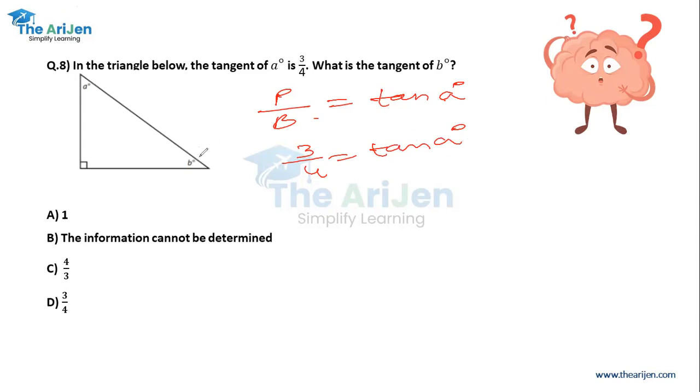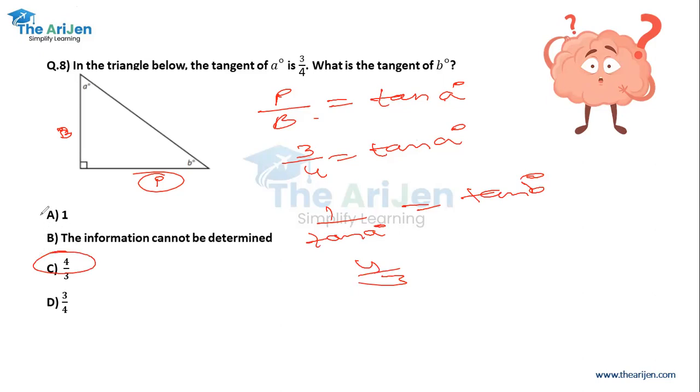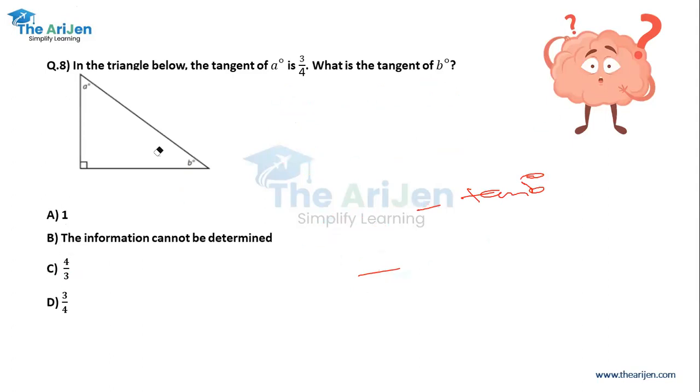So if B is here, what will be the opposite and adjacent for this one? This will be the opposite, and this will be the adjacent. So if it is 3 by 4, then for B it is the exact opposite, I think 4 by 3. That is the reciprocal of it. 1 over tan A, when you take it, you will get tan B. So it is 4 by 3, option C. Okay, so you can do this question. It was quick and easy. Now we will move to the next part of the questions.